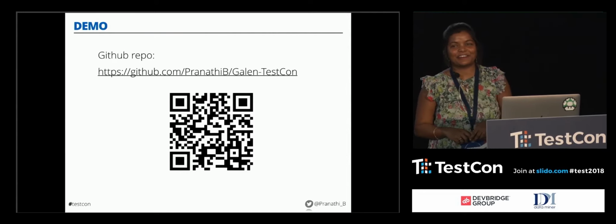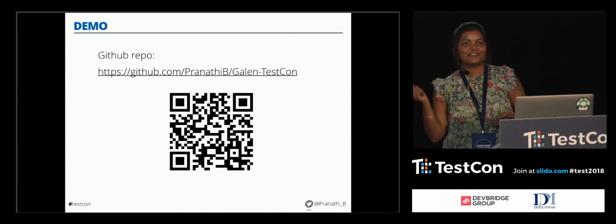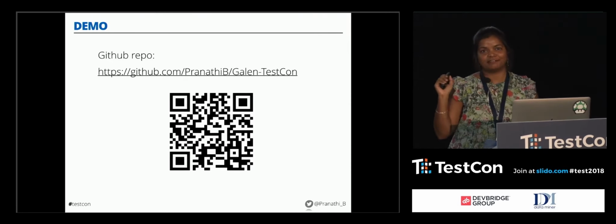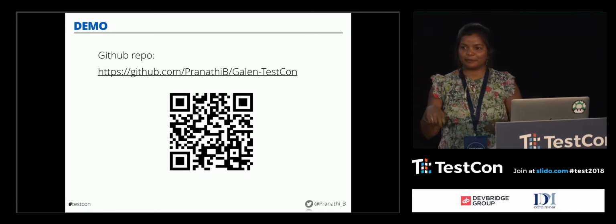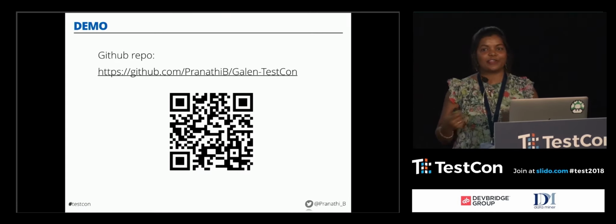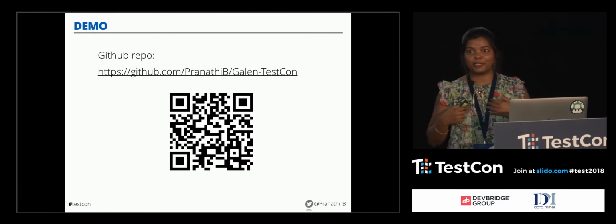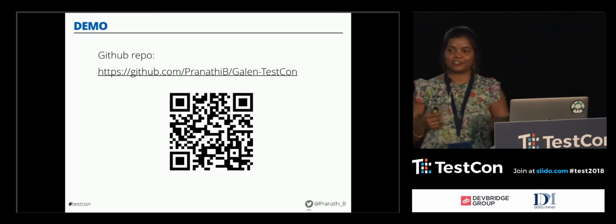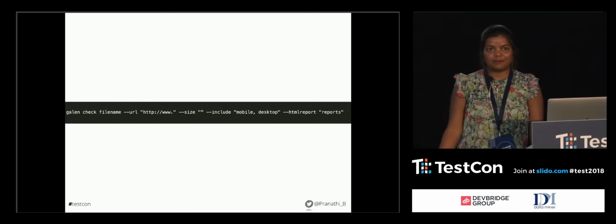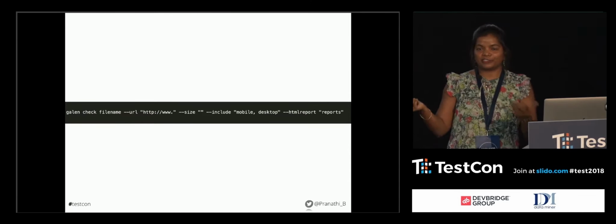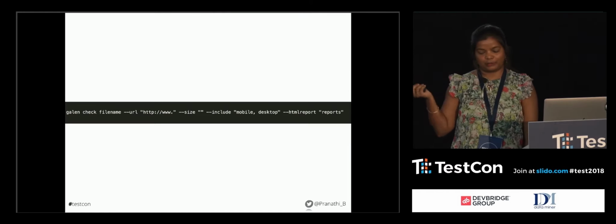So if you want to see the demo in a better internet, you can go to this URL, or you can take this QR code, just scan it with your fancy mobiles and you'll be able to access the GitHub link where you can get the code and run it on your machines and tell me how long it took for you on your machine with this internet. And so this is the basic command. I've put it on the slide for people who are interested in taking the picture of the command.